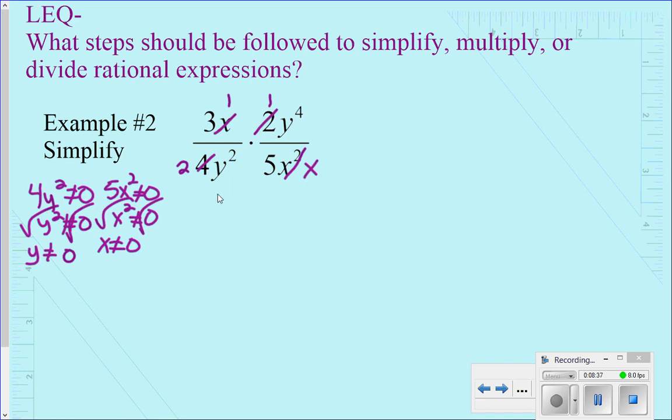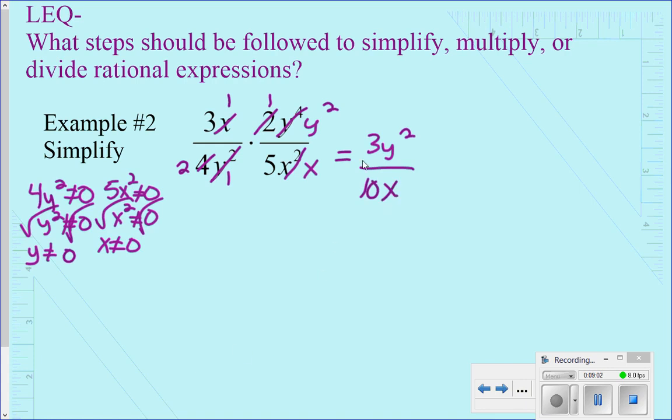Secondly, y to the 4th over y squared simplifies to y squared over 1. So now I have simplified everything that I can, and I'm ready to multiply straight across. So I have 3 times 1 times 1 times y squared, which is 3y squared, over top of 2 times 1 times 5 times x, which is 10x.